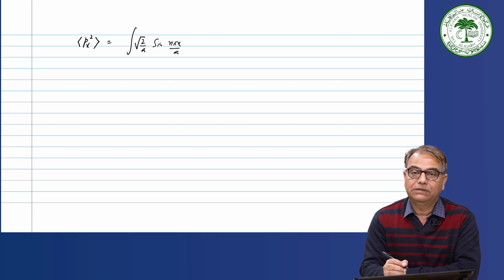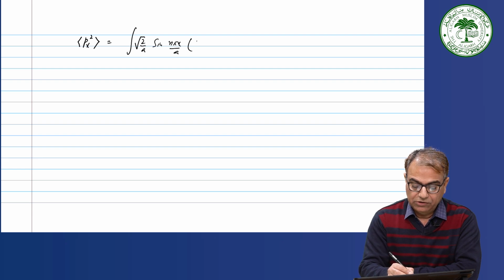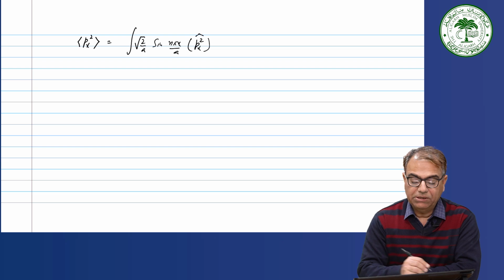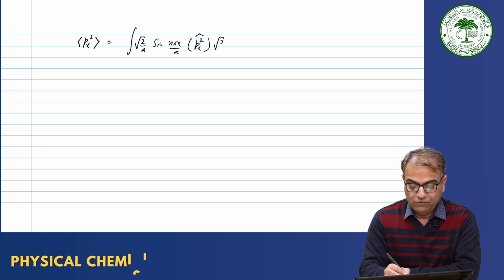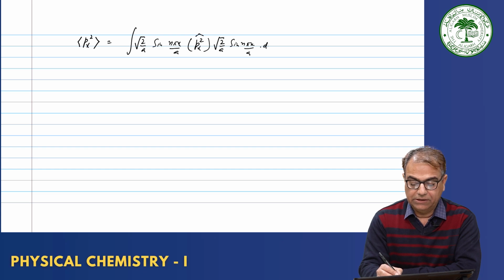Because these are the things which you will do time and again with different wave functions in quantum mechanics. So we are starting with the simplest problem, and we are doing it time and again so that you are sure you don't have any issue later on. Okay, so here it will be the square of the momentum operator, and then you will have root 2 by a sine n pi x upon a into dx.